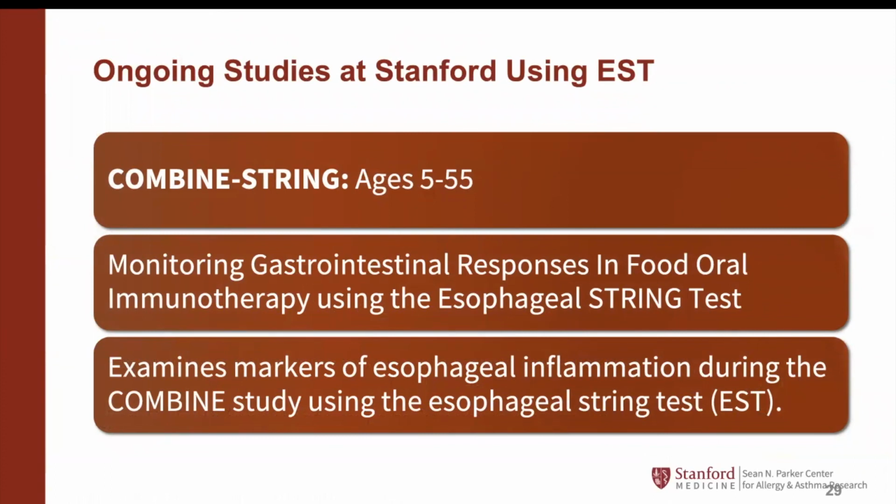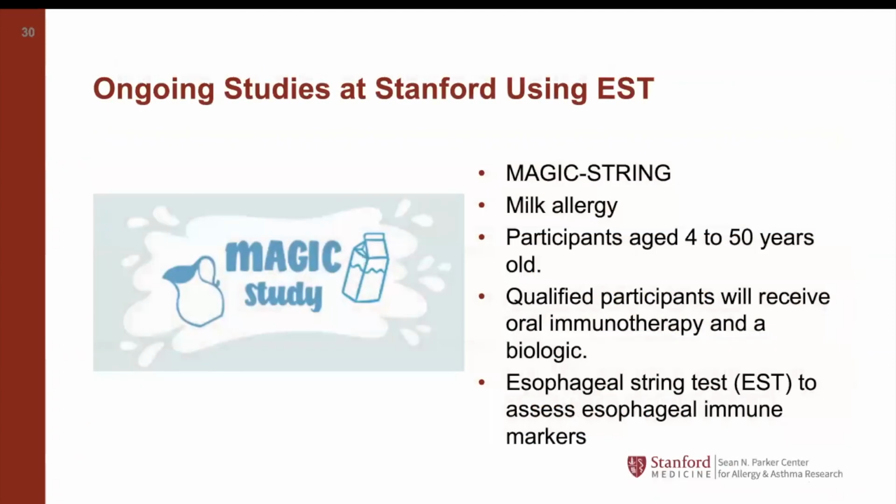And so we have two studies here at Stanford that use the esophageal string test. That would be our combined strings study, which is looking for markers of esophageal inflammation with the string test, and also our MAGIC study, so MAGIC Spring, which is our OIT study with milk. We are also looking to monitor esophageal inflammatory markers using the string test with MAGIC as well.